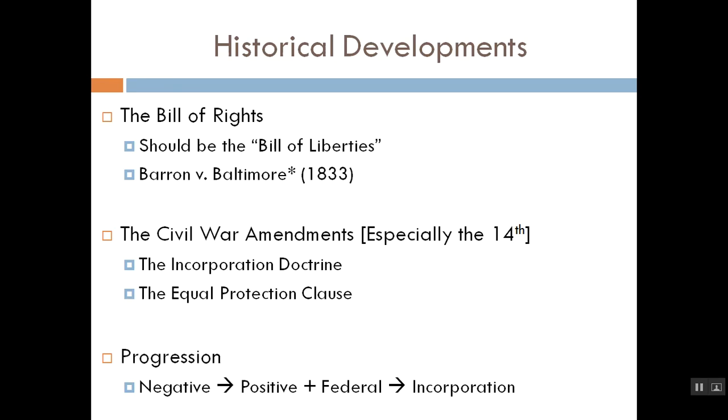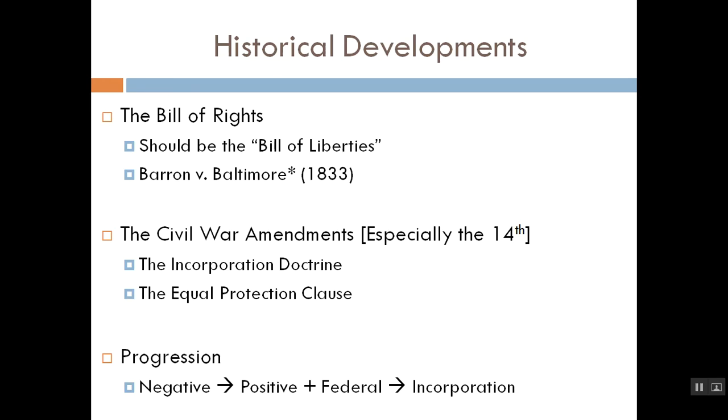Before the Civil War, we had freedoms. After the Civil War, we get a series of 3 amendments: Amendment 13, Amendment 14, and Amendment 15. And what we're going to discover is that Amendment 13 abolishes slavery. Amendment 15 prohibits racial discrimination in voting laws.